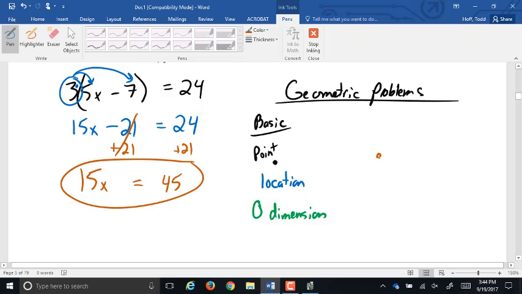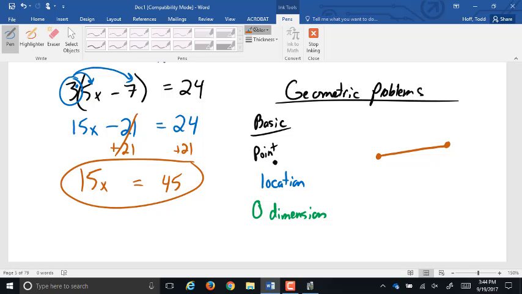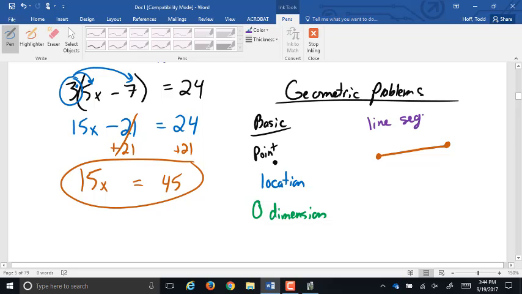For example, if I take that point and I move it in a single direction, I have created a line segment. Now, a lot of people would refer to this as a line, but technically a line goes on forever in both directions. A line isn't terribly useful in practical geometry. So most of what we work with is really a line segment. It has that start point and end point.